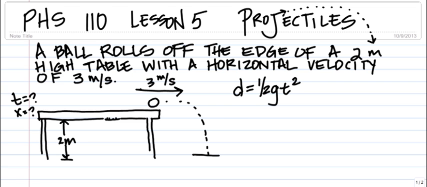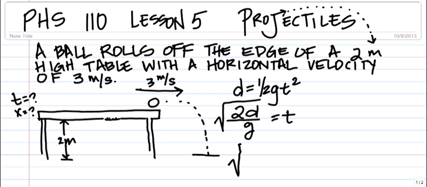So I'm going to multiply both sides by 2. That gives me 2d. I'm going to divide both sides by g. And then to get t by itself, I need to square root both sides. So now I'm set up and I can plug in my information and find out how long before that ball hits the floor. So I've got 2 times my distance above the ground, 2 meters, divided by gravity, which we're going to round up to 10 meters per second squared just for ease.